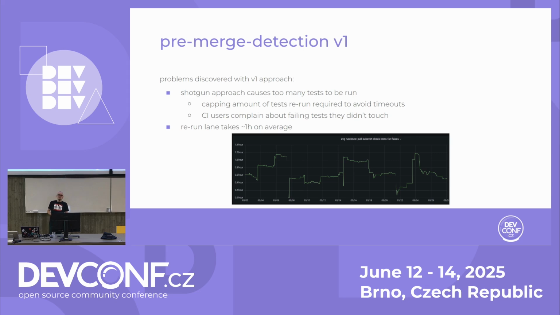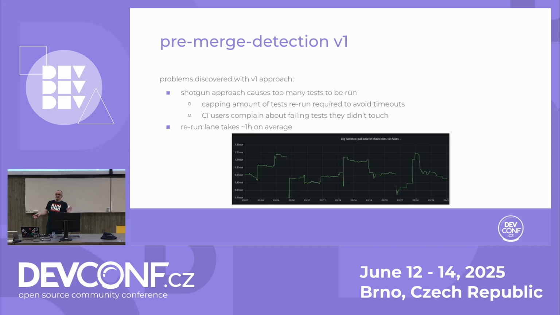So we would estimate how many tests are being run. And if we thought it would exceed a certain boundary, we would not run that lane, which is bad. And the other problem that derived from that was CI users would basically complain about tests failing on them which they didn't touch, which I can understand.